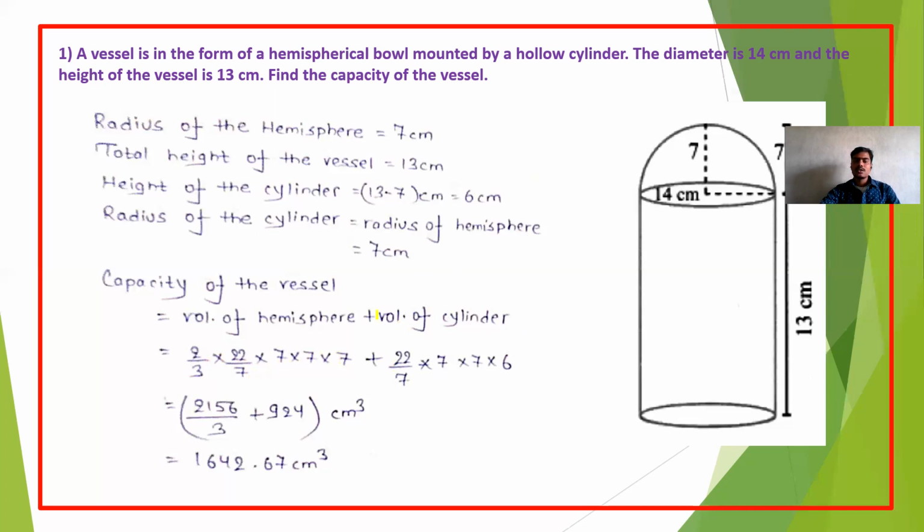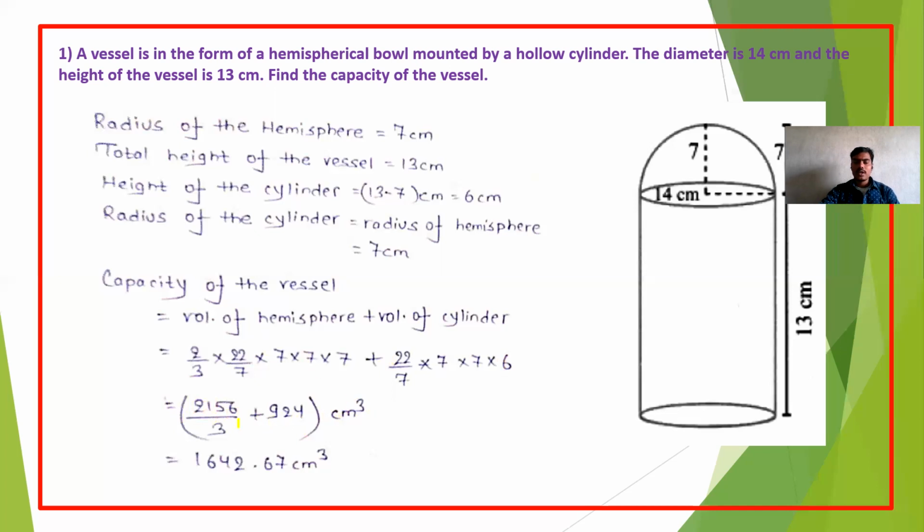What is the volume of the cylinder? Volume of cylinder is pi r square h. Pi is 22 by 7, r square, where r is 7 here. The radius of the cylinder is 7. So 7 into 7, and what is h? The height of the cylinder, we calculated earlier. Height of the cylinder is 6 centimeters. So put this value 6 centimeter here. After calculating all these numerical values, we get 2156 upon 3 plus 924 centimeter cube, because the unit of the volume or capacity is centimeter cube.